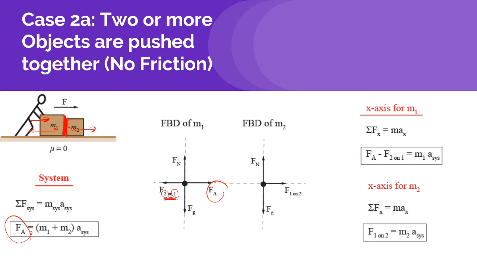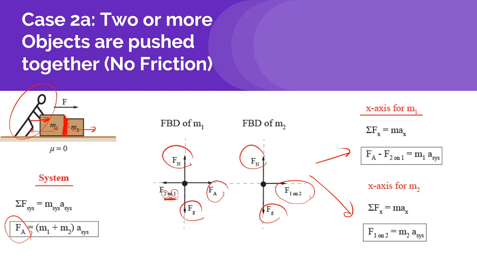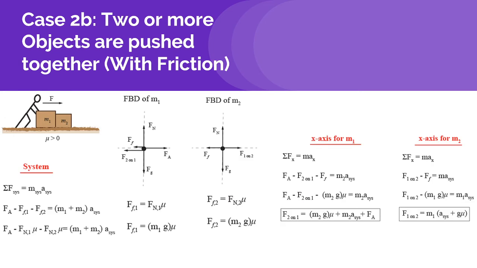But another mistake that most students make: on object 2 there's only one force, and that's basically M1 acting on M2, because this person is not touching M2, so there's no force created by the person on M2, so it's only F1 on 2. And for the rest, write down basically Fx and write all the forces going right as positive and all forces going left as negative. And on the y-axis, there's no acceleration, so upward force equals downward force. So Fn's are basically equal to their weights.